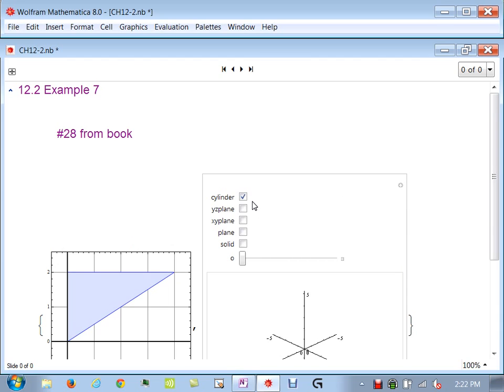Yeah, this is right. Okay, let's look at number 28 from the book. So I'll just tell you what you're given. You're given y squared plus z squared equals 4. You're given the planes x equals 2y. You're given x equals 0. You're given z equals 0. And then you're told you're in the first octant.